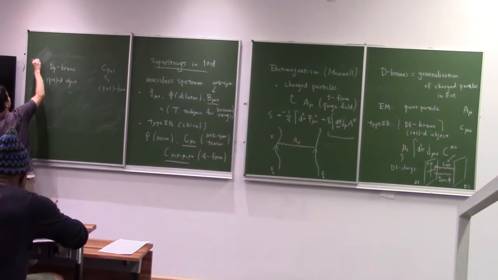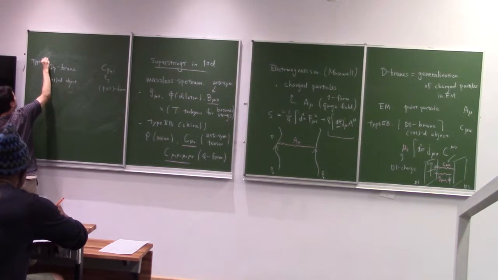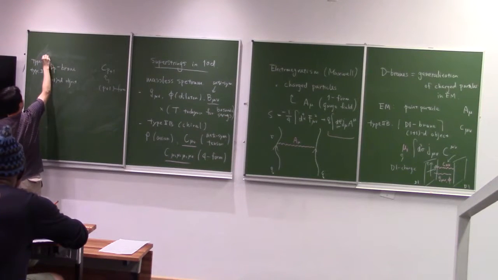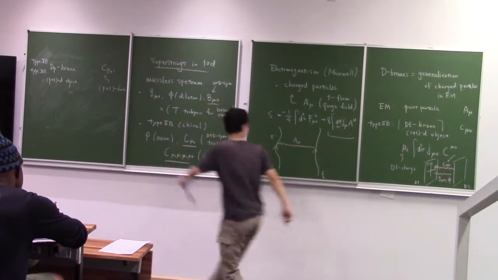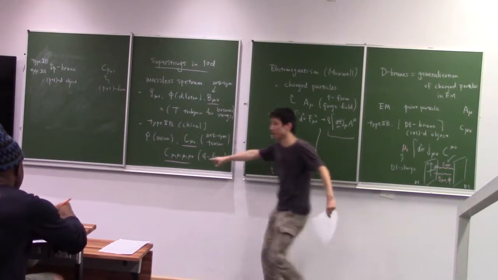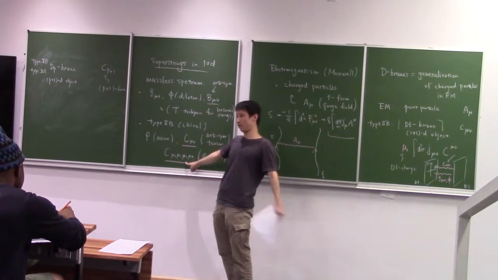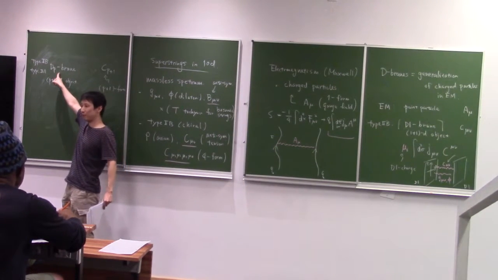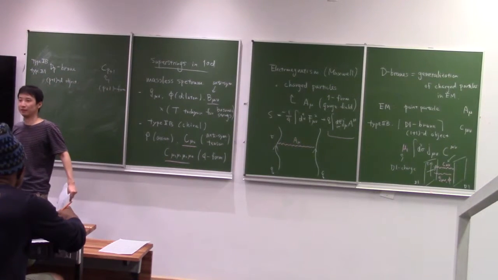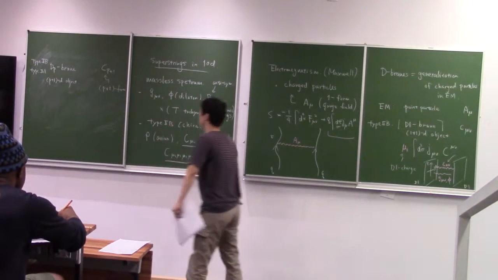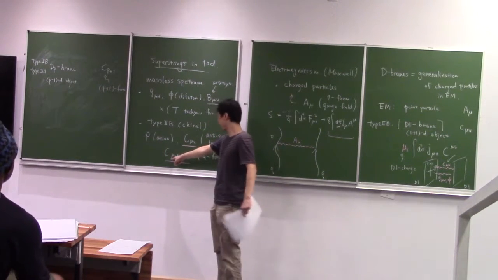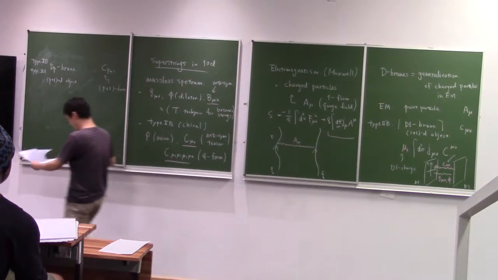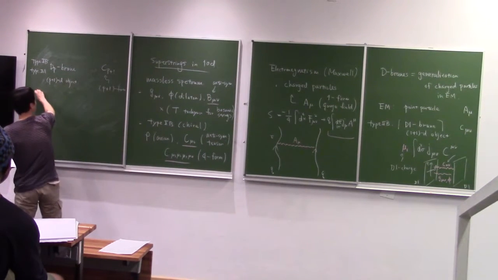Let's say this includes type 2B, type 2A. So let me ask you. If you have this 4 form, means you have 4 legs, then the D brane you have is which D brane? D3 brane, yes. So giant gravitons, they couple to this one. So this is one thing.